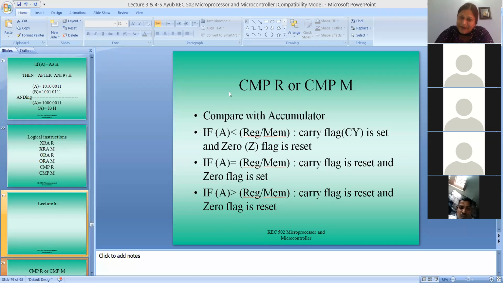In comparison, these 2 flags are important. If you find that carry flag is set, that means accumulator contents are less. If you find that zero flag is set, that means accumulator contents and register or memory contents are equal. If both the flags are reset, that means carry flag is zero and zero flag is also zero, that means accumulator contents are greater. So I think this is clear to you.